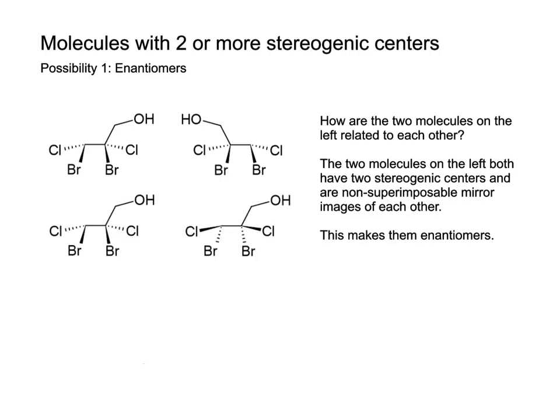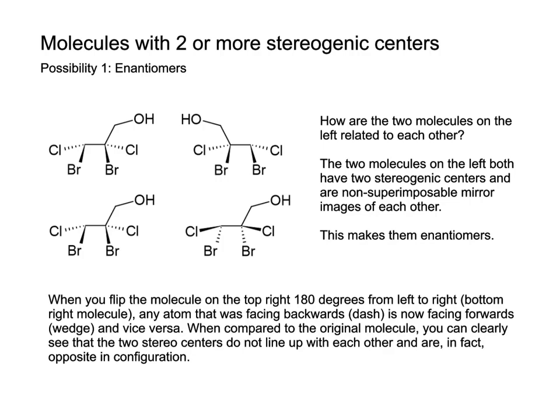Now, how do we know they're non-superimposable? Well, there's no way that we can flip or rotate or manipulate the molecule on the right to look like the molecule on the left. Sometimes students think, well, what if we flip it from left to right 180 degrees? So when you flip that top right molecule 180 degrees left to right, you get the bottom right molecule.